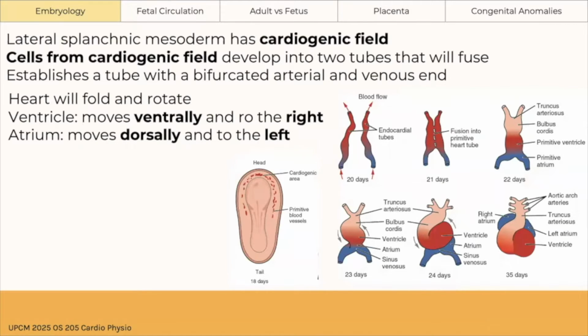So, the heart originates from the lateral splanchnic mesoderm, which has a cardiogenic field or a cardiogenic area. So cells from this area will develop into two tubes that will then fuse, and this establishes a tube with a bifurcated arterial and venous end. The heart will then fold and rotate, and the most important thing that you have to remember is that the ventricle moves ventrally and to the right, and the atrium moves dorsally and to the left.